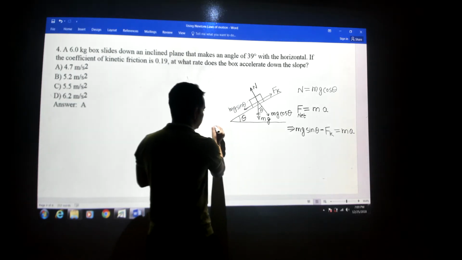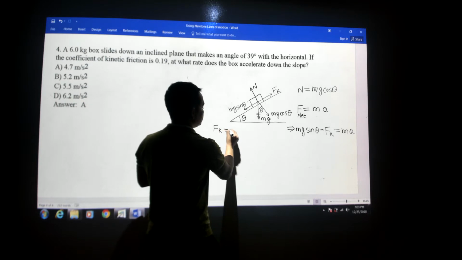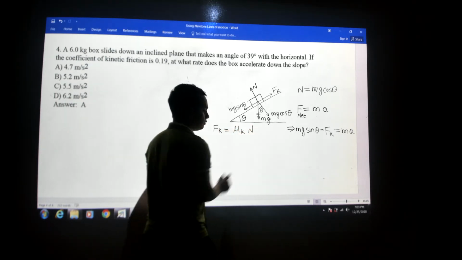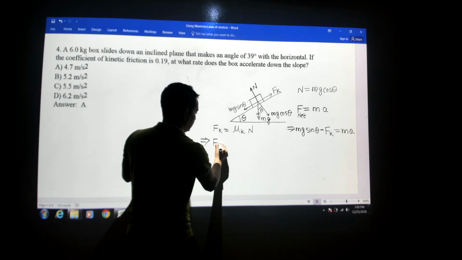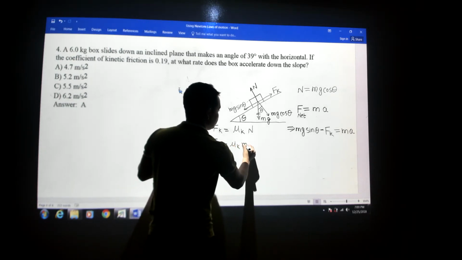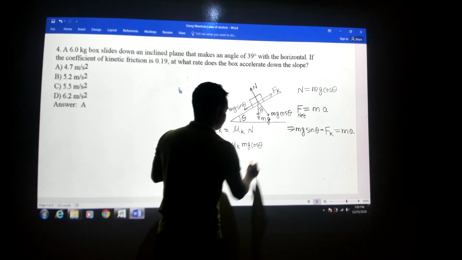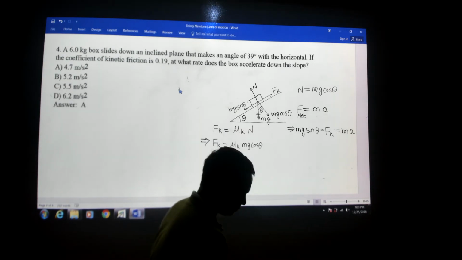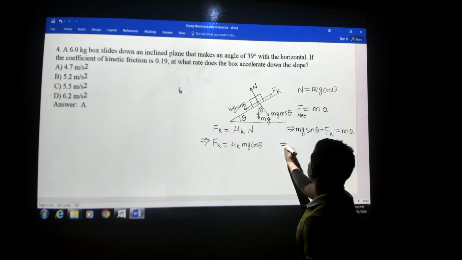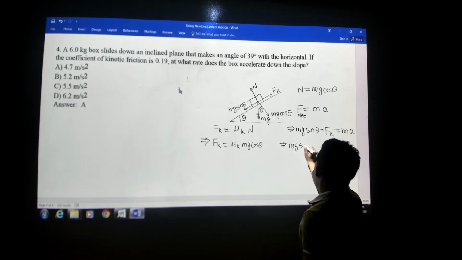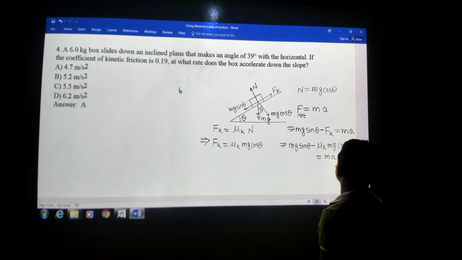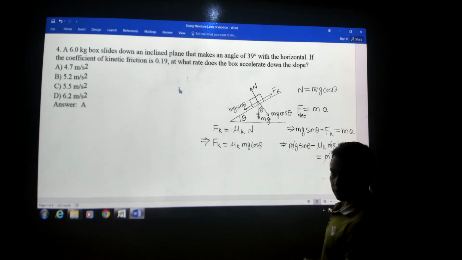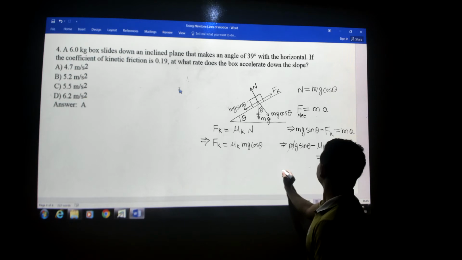What is this friction force? Remember, I'm just writing here. The friction force is always equal to mu k times the normal force, and the normal force is given as mg cosine theta. So Fk is equal to mu k times mg cosine theta. Just plug this value right there. So mg sine theta minus mu k mg cosine theta is equal to mass times acceleration. This mass and this mass cancel out, so we do not need the mass.